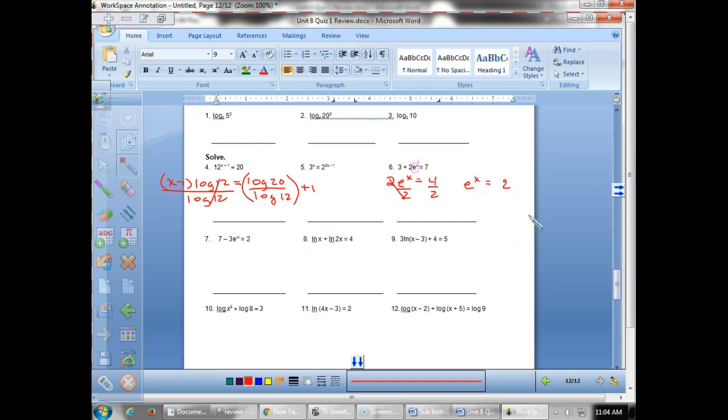Now, students want to take the log before it's time to take the log. So don't take the log until you can. In other words, when I'm at this point, I can't stick a log or ln out front of that 2. The 2 is in the way. You have to divide first. That's another big mistake that students make. All right, so how would you finish it off from here? Yeah, you would just take the ln of both sides. So x ln of e is equal to ln of 2, and then x is just ln of 2 in your calculator. So that would be exact, and then you could get the approximate in your calculator.